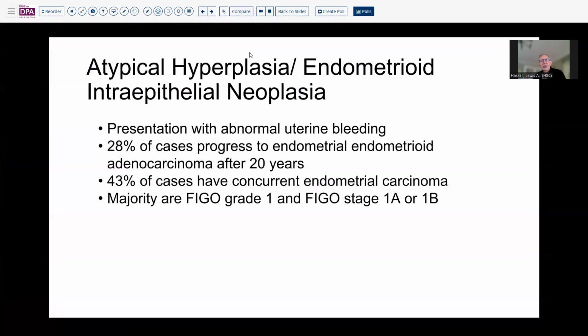When we come to the question of atypical hyperplasia or EIN, these patients are again in the same age group, but these, as you can see, have a higher risk of developing carcinoma over the ensuing years. And in many cases, depending on the observer, these will have concurrent endometrial carcinoma on further evaluation. So in other words, we see EIN on a biopsy, but then we do a hysterectomy, and lo and behold, there's an early invasive carcinoma that is present.